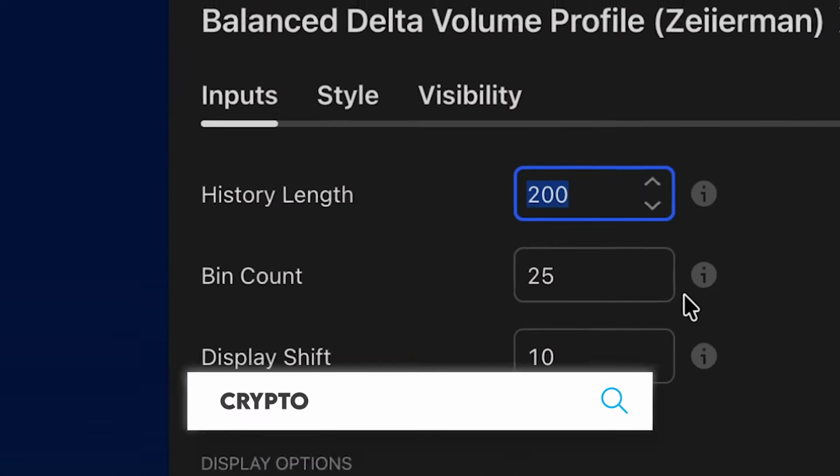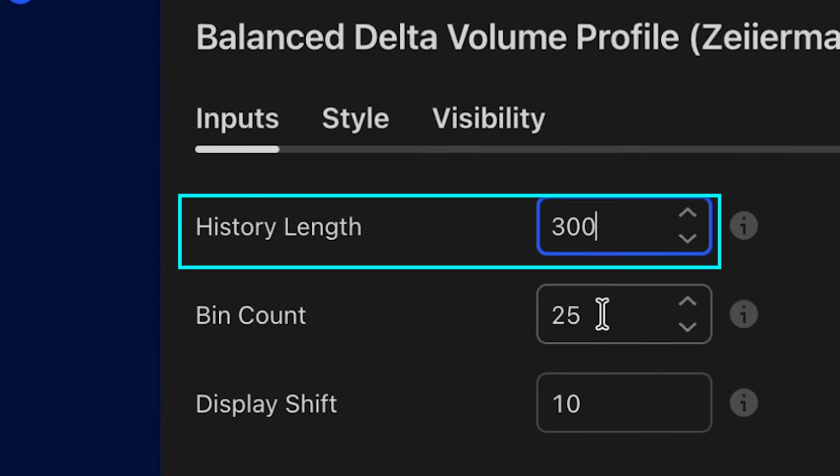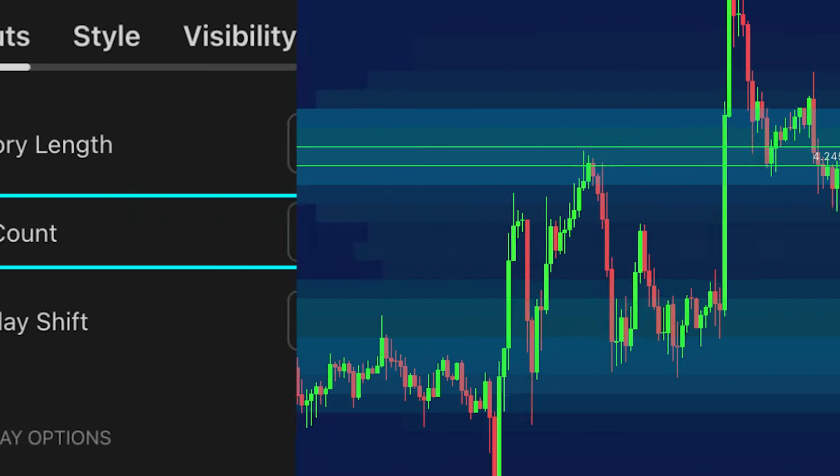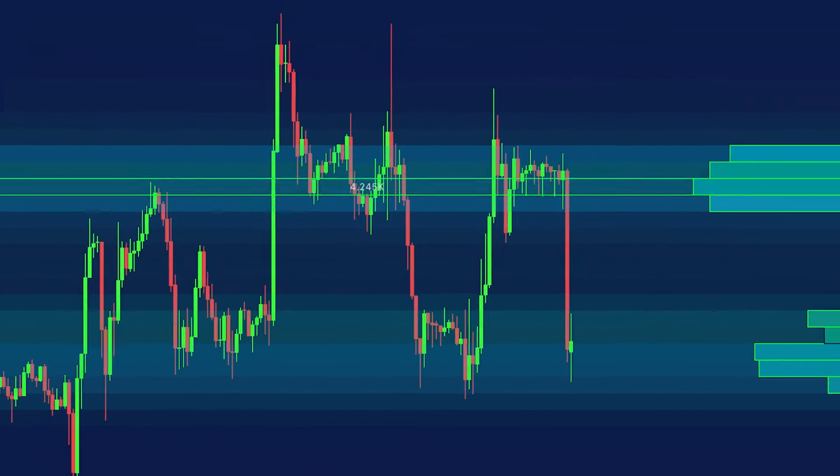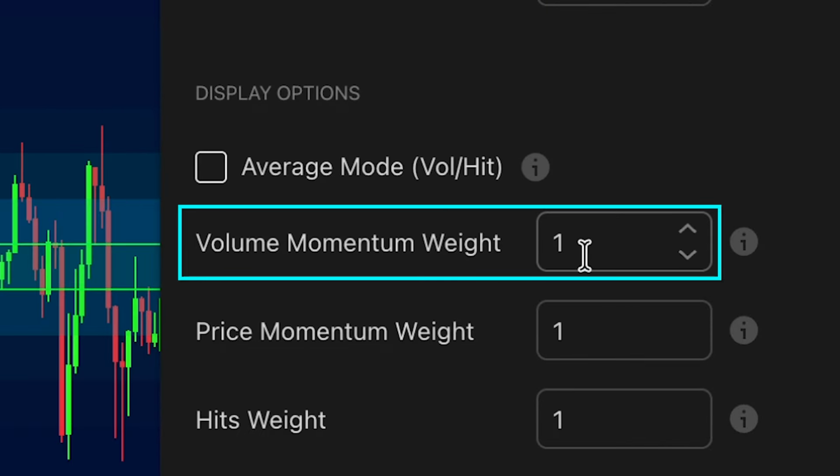For crypto, increase history length to 300 bars, but reduce bin count to 25. Crypto needs more historical context because volatility creates fragmented profiles. Lower volume momentum weight to 0.8, because crypto often shows imbalanced flow even at fair value.